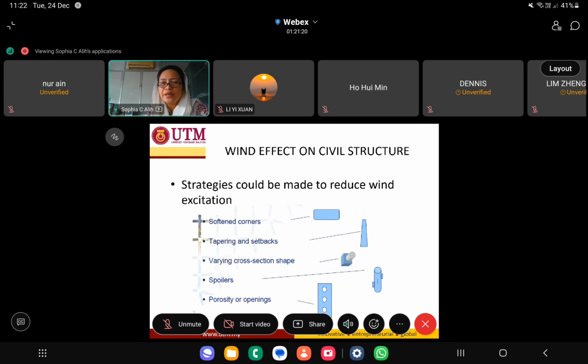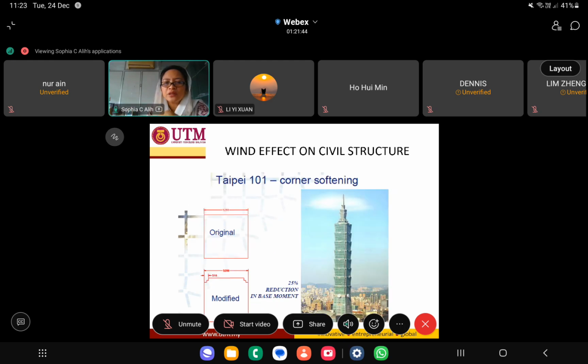And from there, they can make some strategy in order to reduce the wind excitation. For example, one is softened corners, tapering and setback, or you can vary cross-section shapes, spoilers, and also porosities and openings. So there are many methods right now that have been used in order to reduce wind effect on the structure. And all this kind of approach can also be checked on the wind tunnel test.